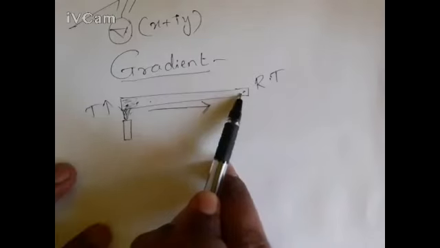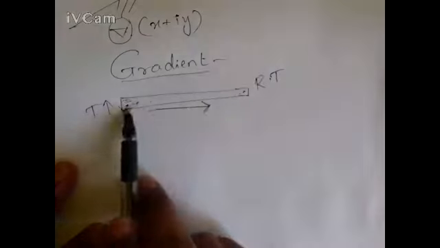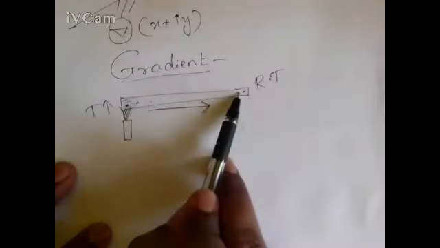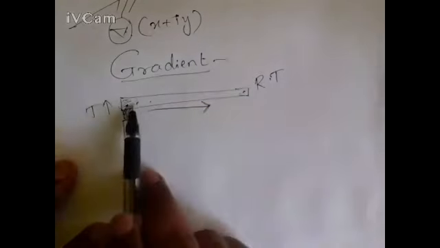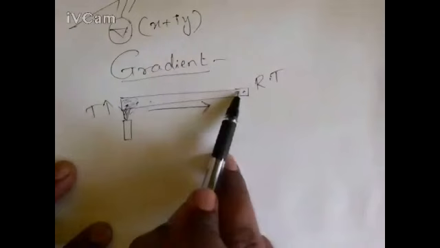If the temperature is equal at this point and at this point also, then we say the gradient is zero. Gradient is not at all there. But in the example I have told you, the gradient is there. Here there is hot and here there is cold.